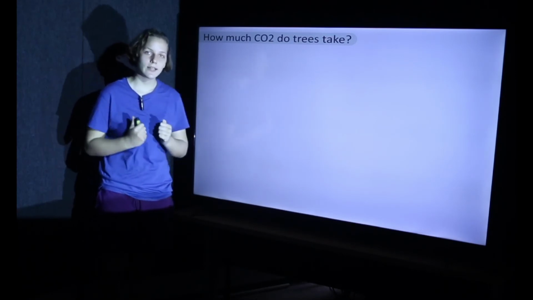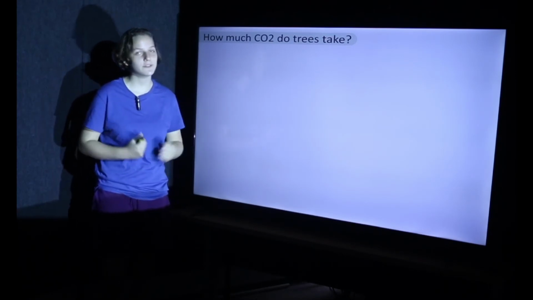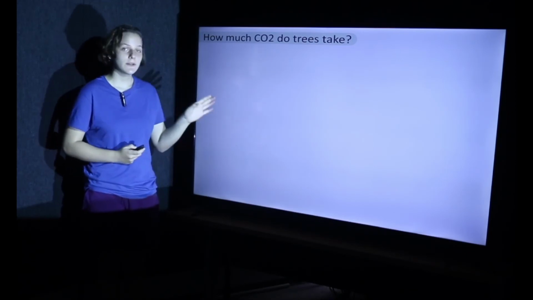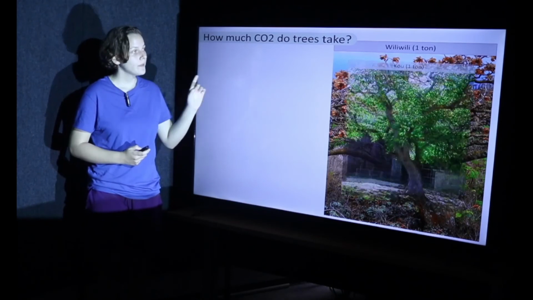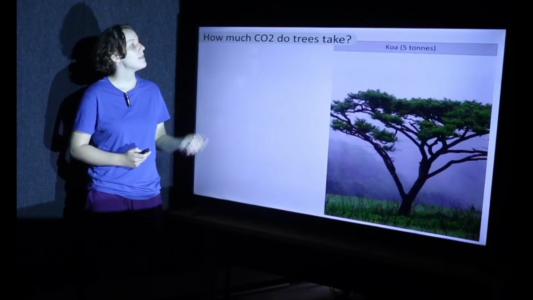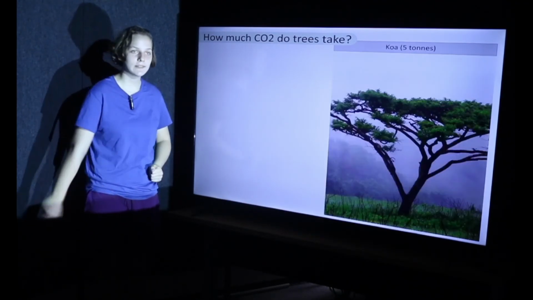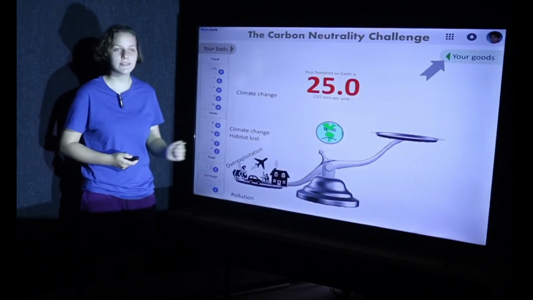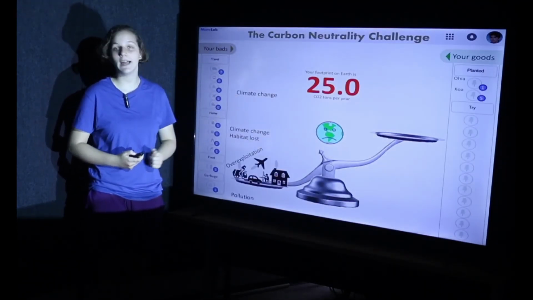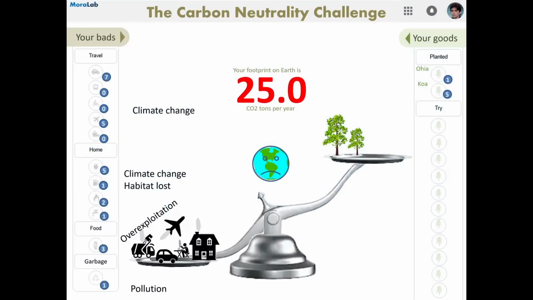But how much CO2 exactly do trees take? Let's take a look at all the trees we have here, the native trees in Hawaii. So this is going to be over a span of 5 years. A willy-willy will take 1 ton, a ko will take 1 ton, and then a koa will take 5 tons. Pretty epic. So let's say you've already planted an ohia and a koa. That's going to bring down your footprint to 19 tons.